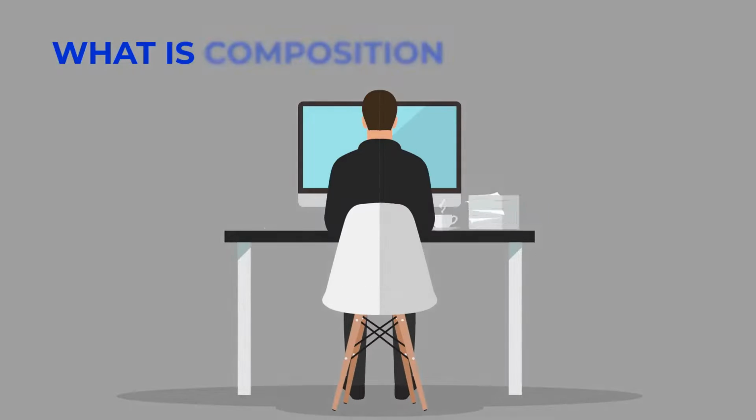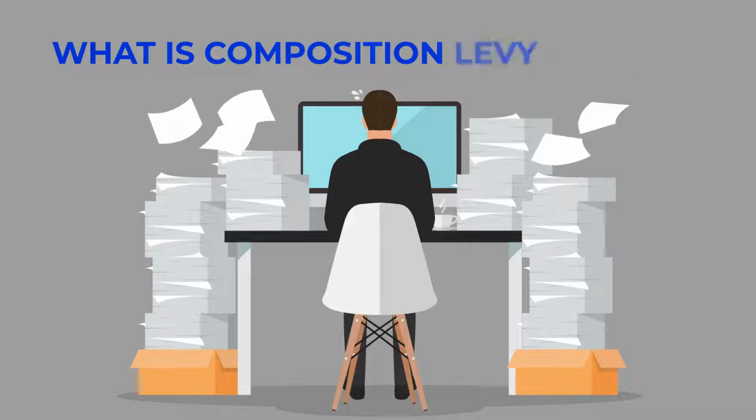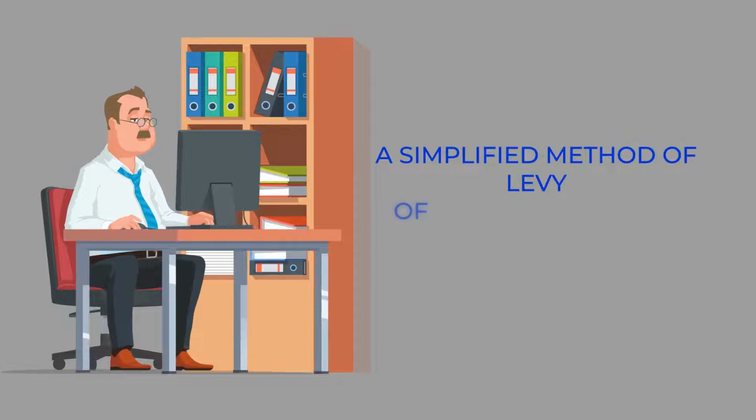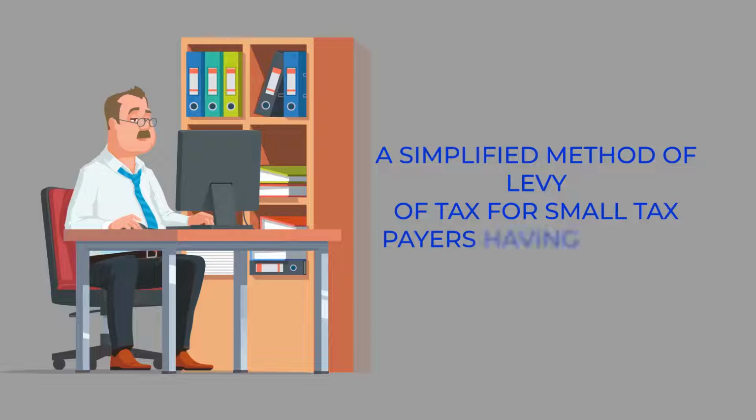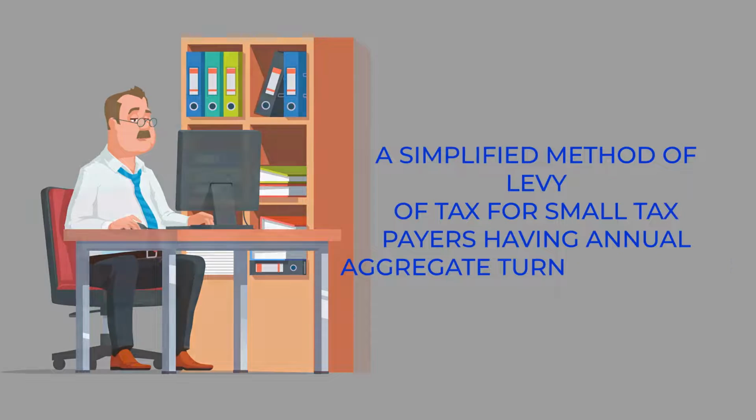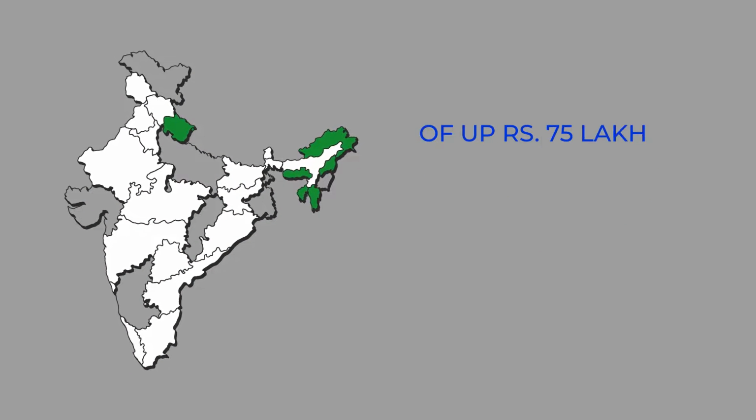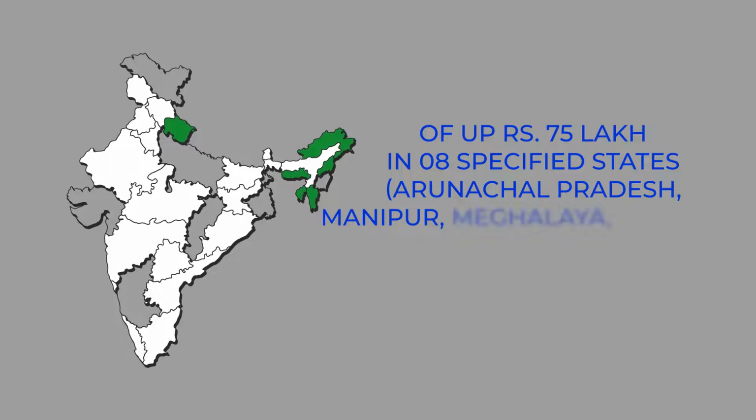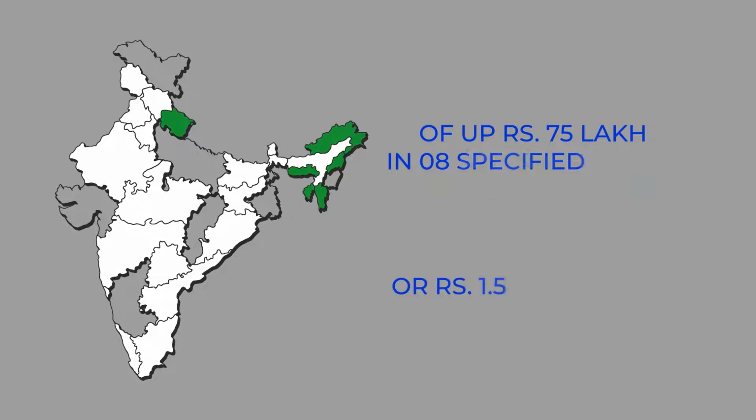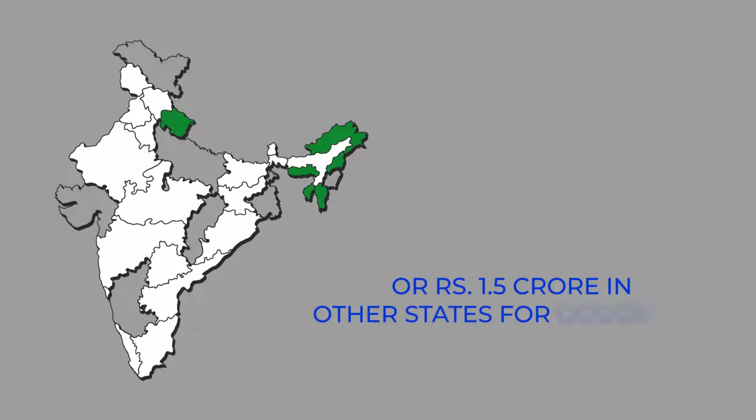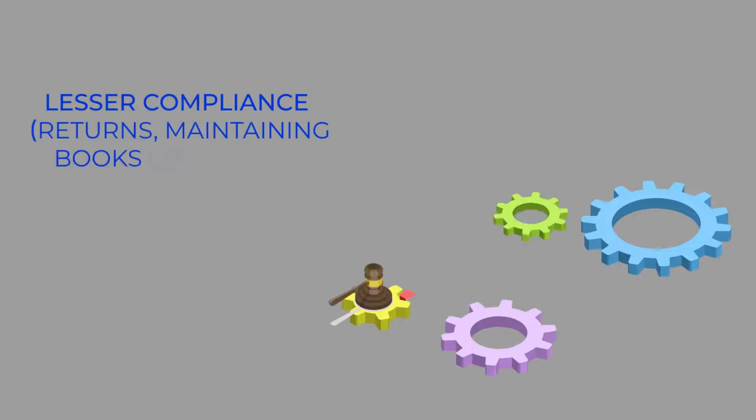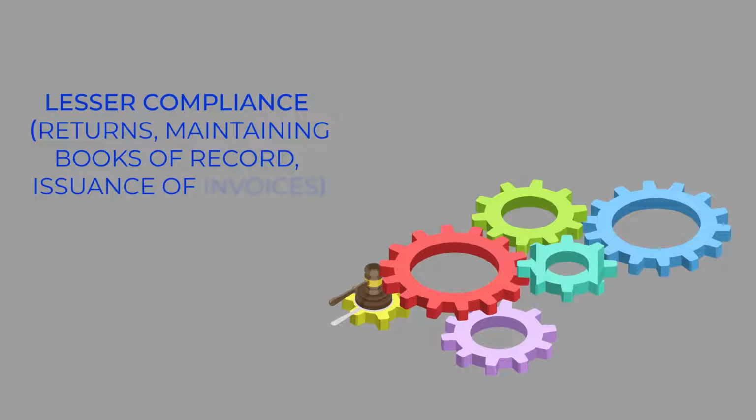Under GST law, composition levy scheme is an alternative method of levy of tax designed for small taxpayers whose annual aggregate turnover, that is ATO, is up to Rs 75 lakhs in 8 specified states or Rs 1.5 crores in other states for goods, and ATO of Rs 50 lakhs for services. The composition levy scheme aims to bring simplicity and ease the compliance burden for the small taxpayers.